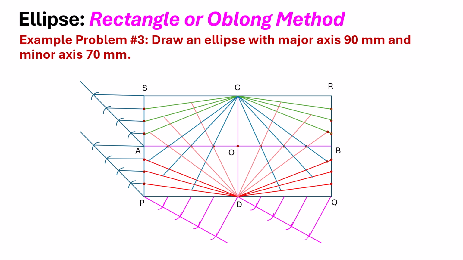So after doing this, we can see that we have these points of intersection on different lines. These are the points of intersection on these lines. And when we join these points together, we get the required ellipse. So this is the process of drawing ellipse by rectangle method. You can mark the distance of minor axis and the major axis, and this will complete your ellipse.